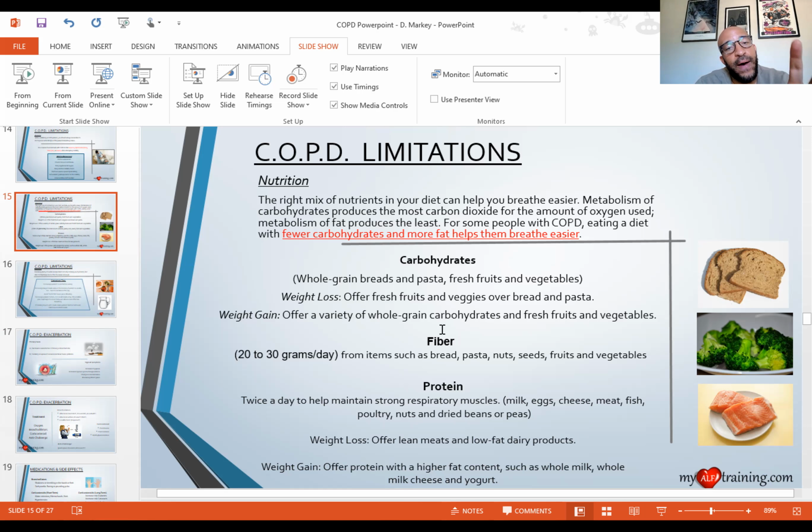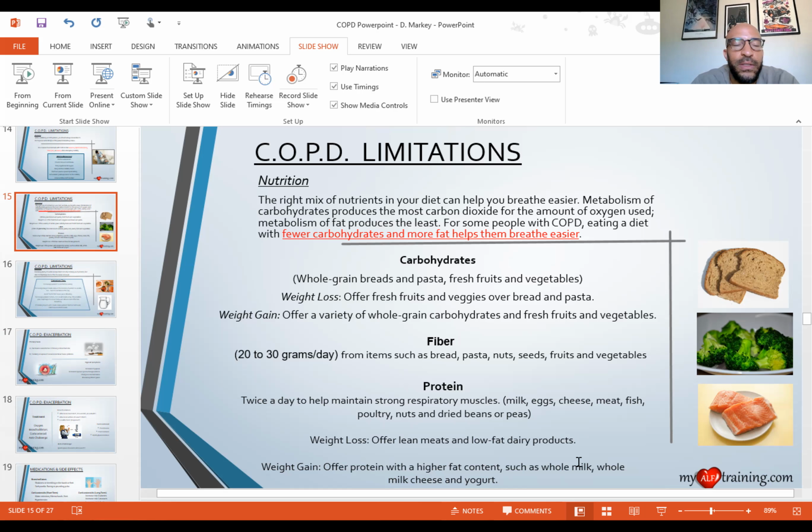Now, fiber. The patient needs 20 to 30 grams of fiber a day, and they're going to get that from those whole grain breads, pastas, fruits, and vegetables. But also, if they want a snack, we can offer them nuts, seeds, almonds, pecans, peanuts. They all have a substantial amount of fat in them as well.